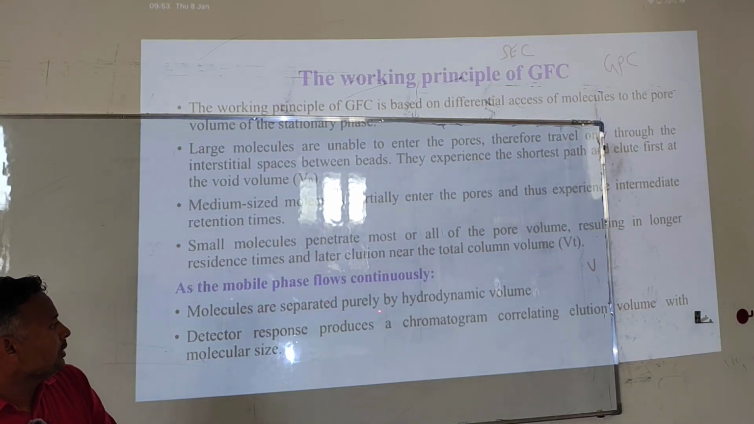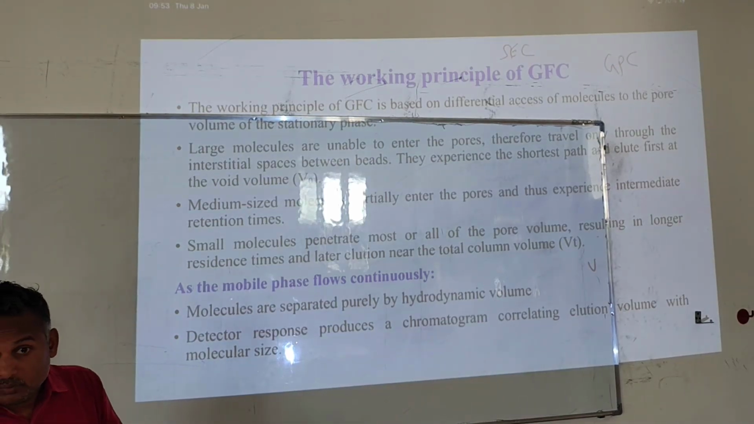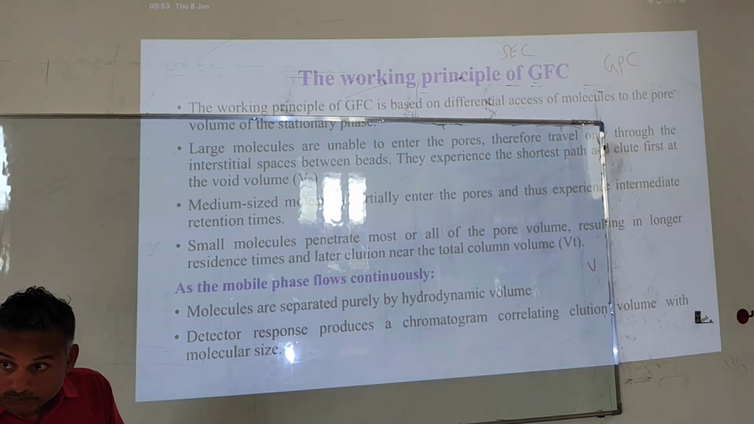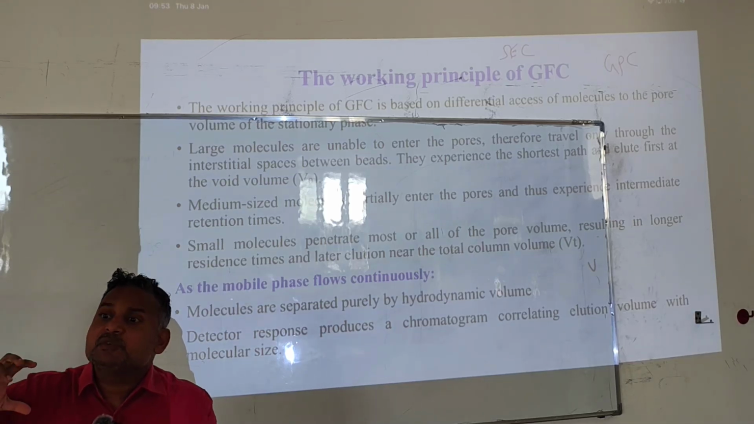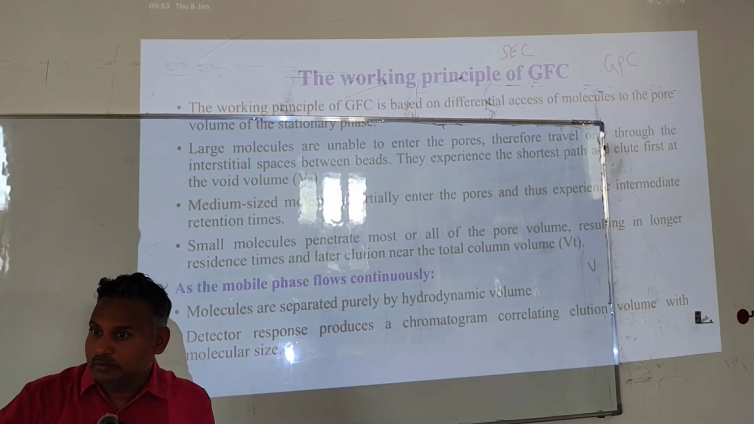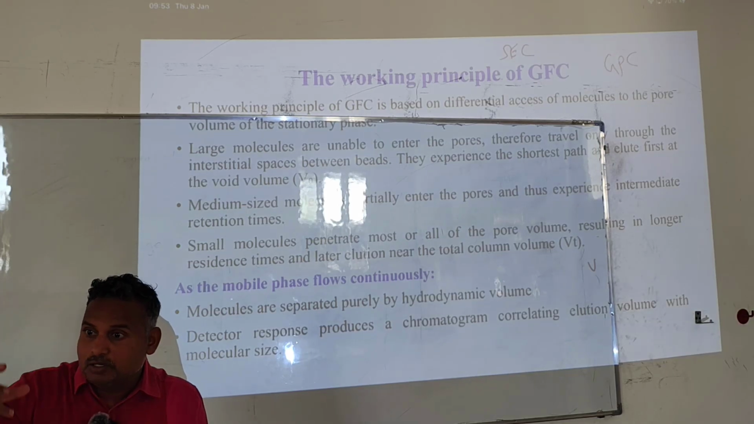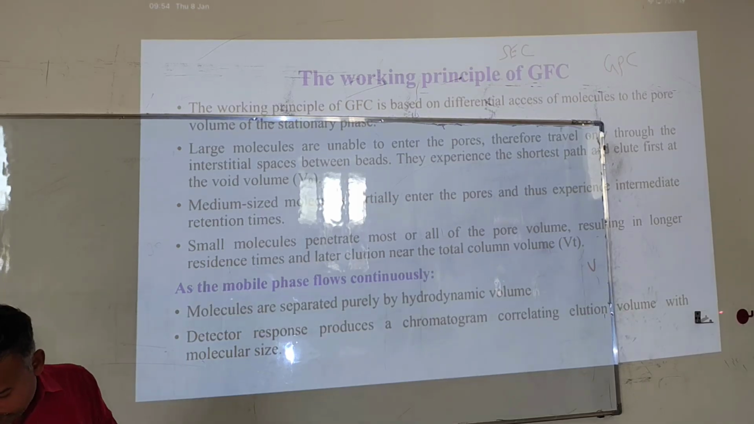So, the mobile phase is continuously flowing. Molecules are separated purely by hydrodynamic volume. That means the volume of the particle along with the solvent, which we can call the effective size of the molecule. That is hydrodynamic volume. The detector response produces a chromatogram correlating elution volume with molecular size.